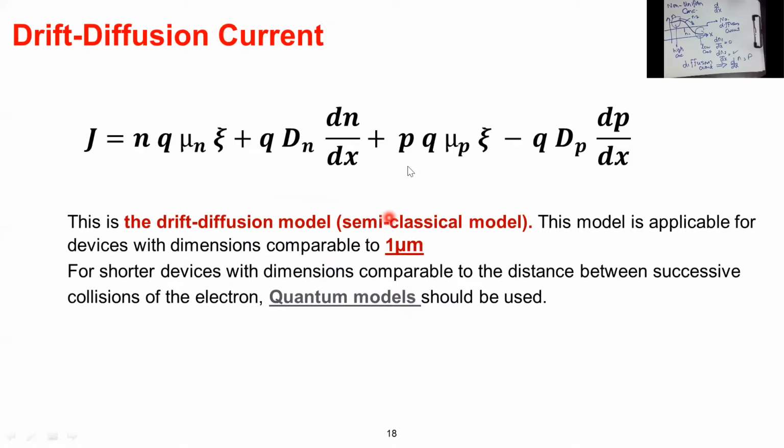Fortunately, you can use this equation to model devices whenever the dimension of these devices is relatively large, I would say greater than 1 micrometer. However, whenever your device is in the sub-micrometer range, whenever you are dealing with these new transistors in the 10 nanometer, 7 nanometer and 14 nanometer range, you will not be able to use this equation to model your device.